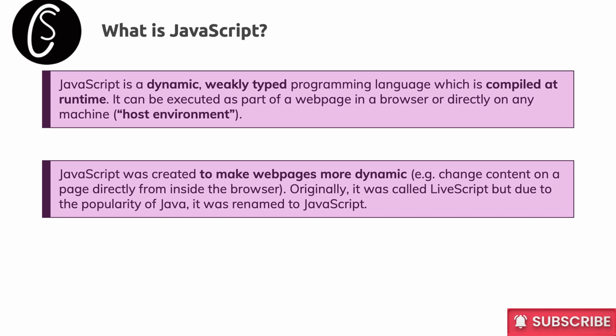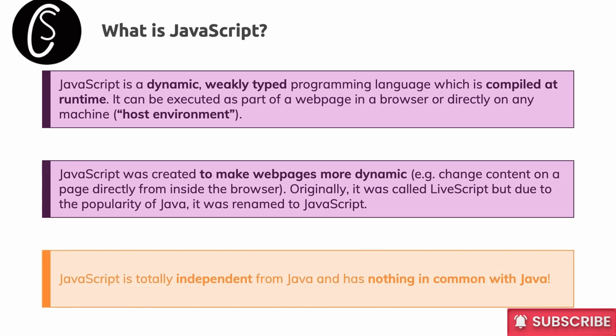And originally it was called LiveScript, but due to the popularity of Java back at the time, it was renamed to JavaScript to resemble Java by its name. JavaScript, however, is totally independent from Java. That's important to understand and has nothing in common. It really was just named JavaScript because Java was popular, and the people who invented JavaScript wanted JavaScript to be a thing, I guess. But I'm not sure.